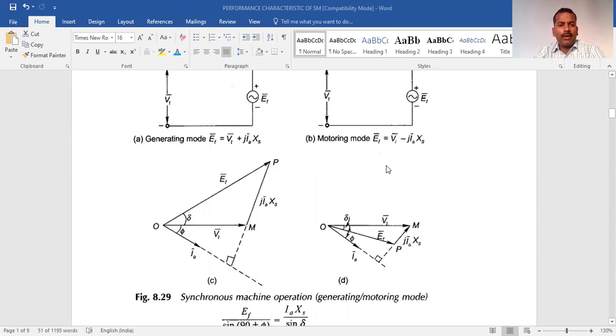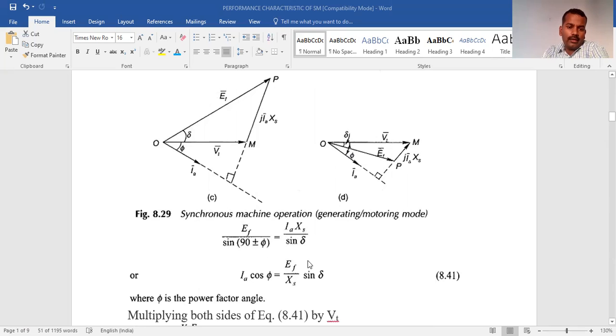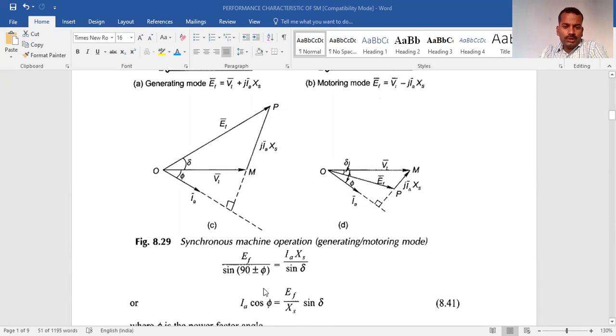This phasor diagram I have already explained in the previous semester, and now the main point in this lecture is that, using trigonometry, you have studied a theorem: in a triangle, the ratio of the sides to the sine of the opposite angles will be equal.